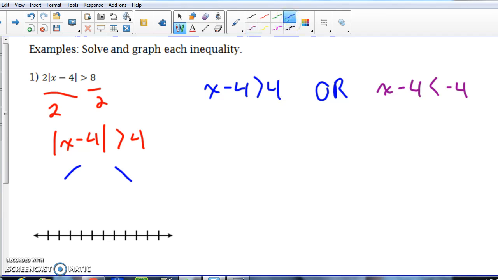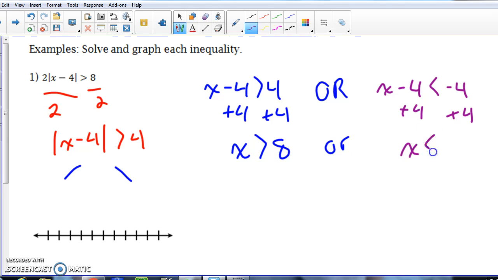Okay, then I just need to solve these. These are both a pretty quick one-step solve. So we're looking at either x is greater than 8. Still an or, that's not going to change. X is less than 0.